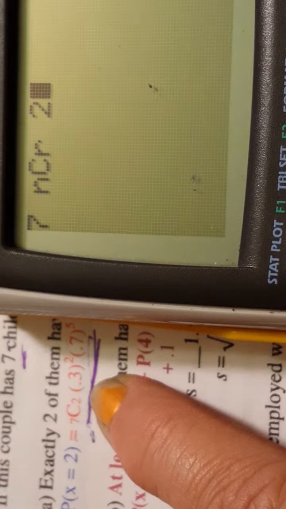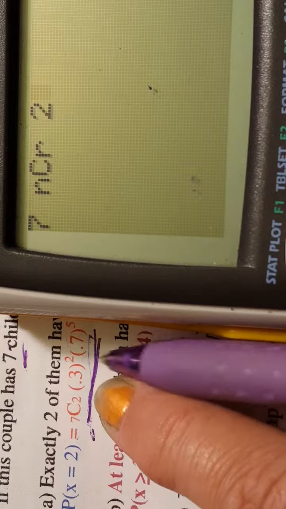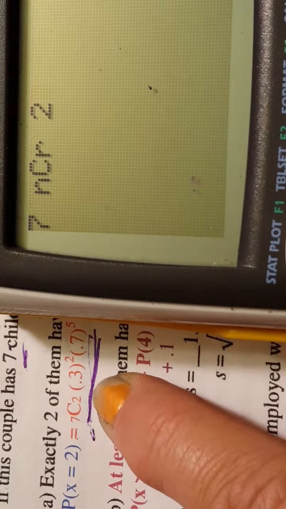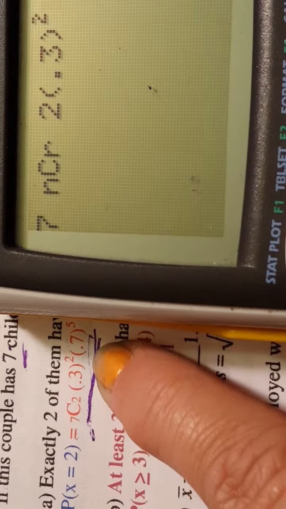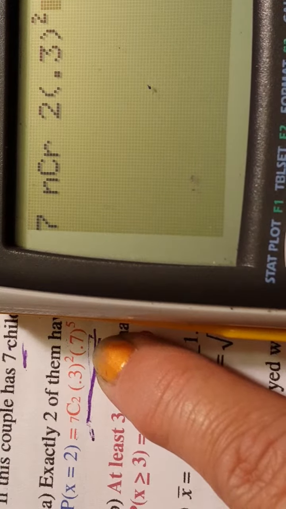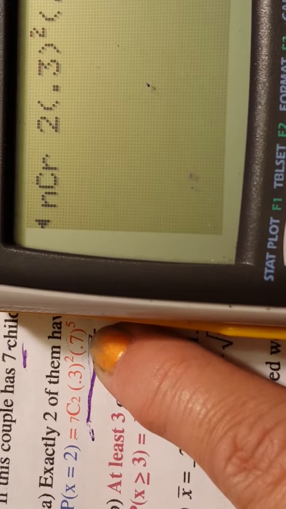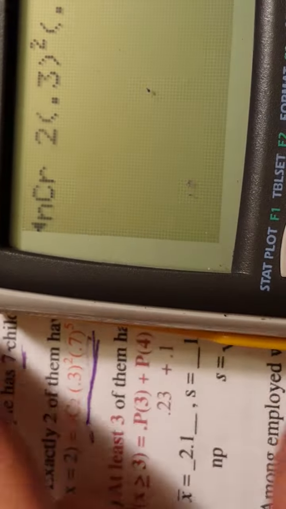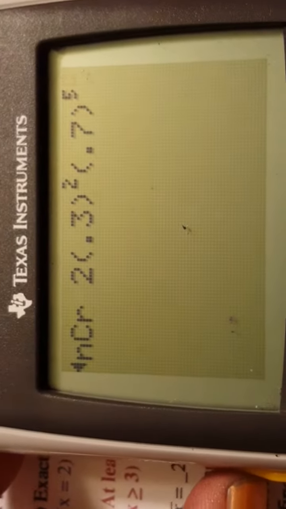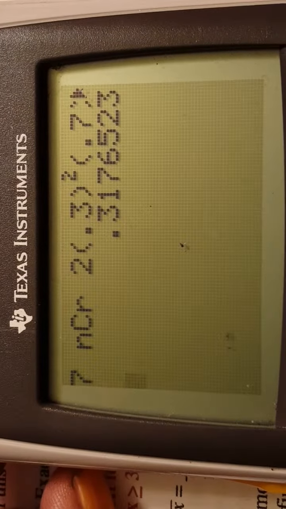So here we have our 7 choose 2. Now comes our probabilities of success, so that's 0.3 raised to the second power, and then our probability of failure, and this is raised to the 5th power. You can see mine, and then enter, and there's our 0.32.